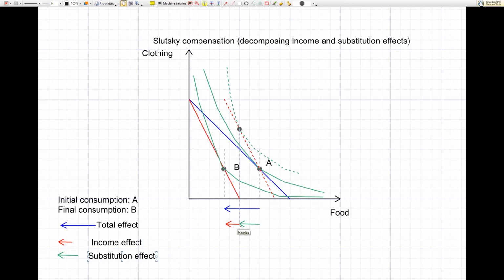And then what is the second effect? Well, now I go from this point to that point, and here there is no change in relative prices. It's purely a change in income from here to here. And let me put some C there for compensated. So this is the Slutsky compensation. All right.